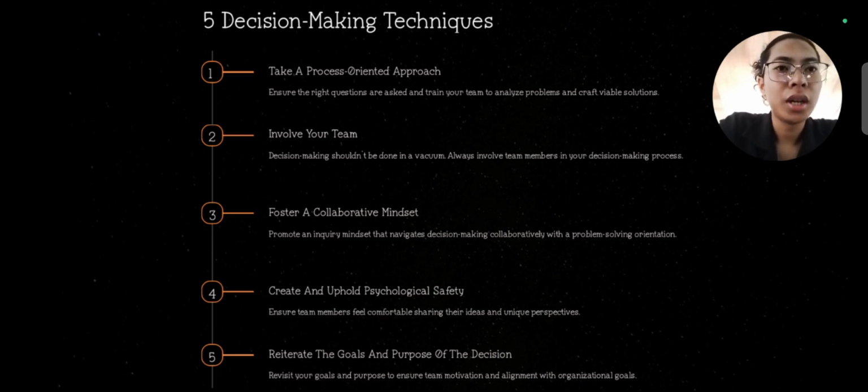Number 3. Foster a collaborative mindset. Promote an inquiry mindset that navigates decision making collaboratively with a problem-solving orientation. Number 4. Create and uphold psychological safety. Ensure team members feel comfortable sharing their ideas and unique perspectives. Number 5. Reiterate the goals and purpose of the decision. Revisit your goals and purpose to ensure team motivation and alignment with organization goals.